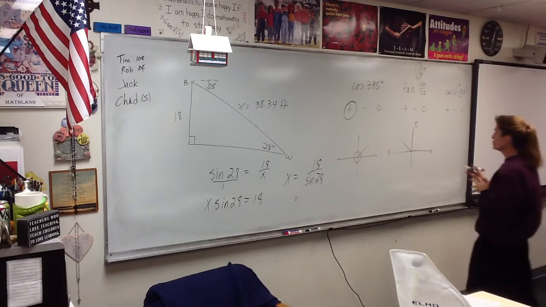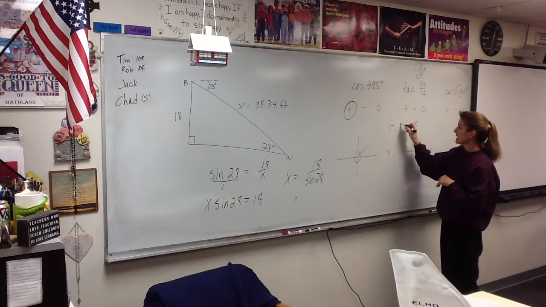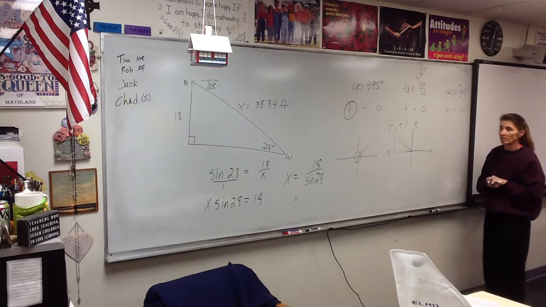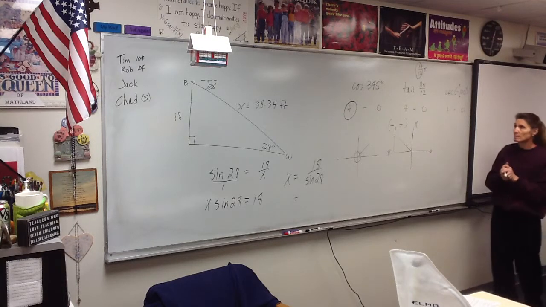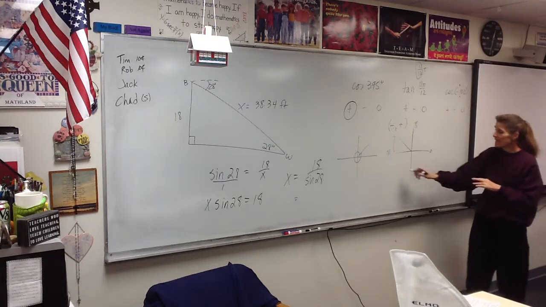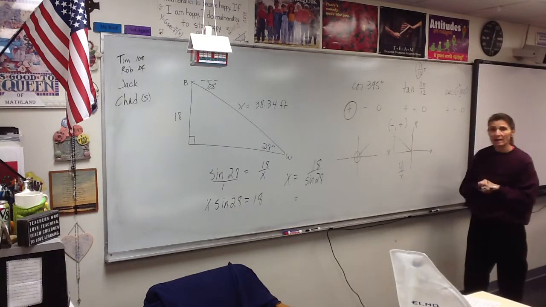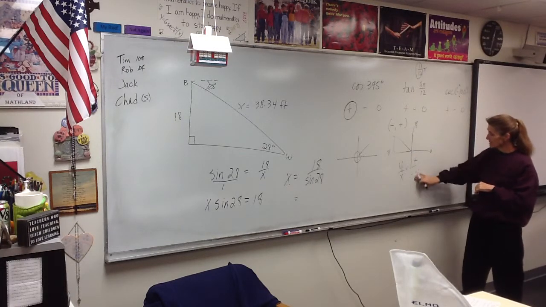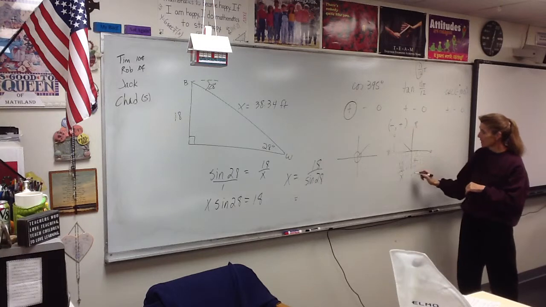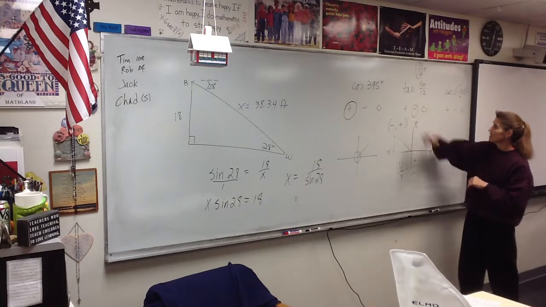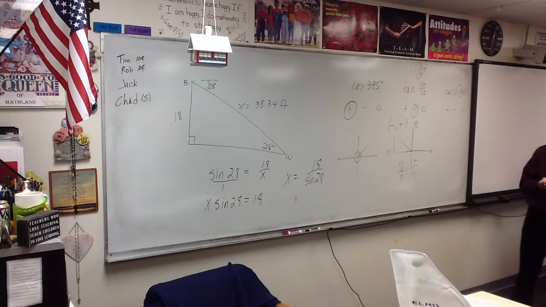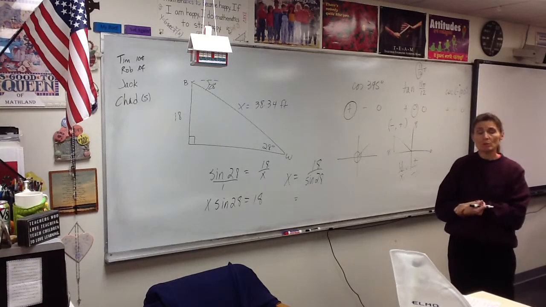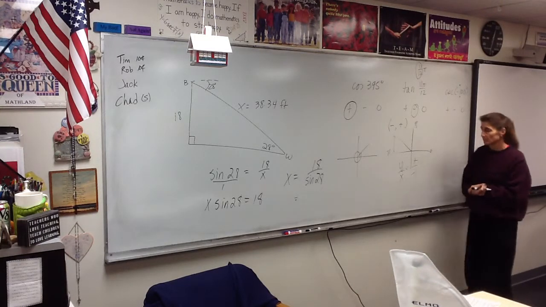In quadrant 2, we know x is negative and y is positive. We go left and up to build the triangle. Tangent is y over x. So if you put a positive over a negative, y over x, you're going to get a negative answer. The tangent in quadrant 2 is negative.